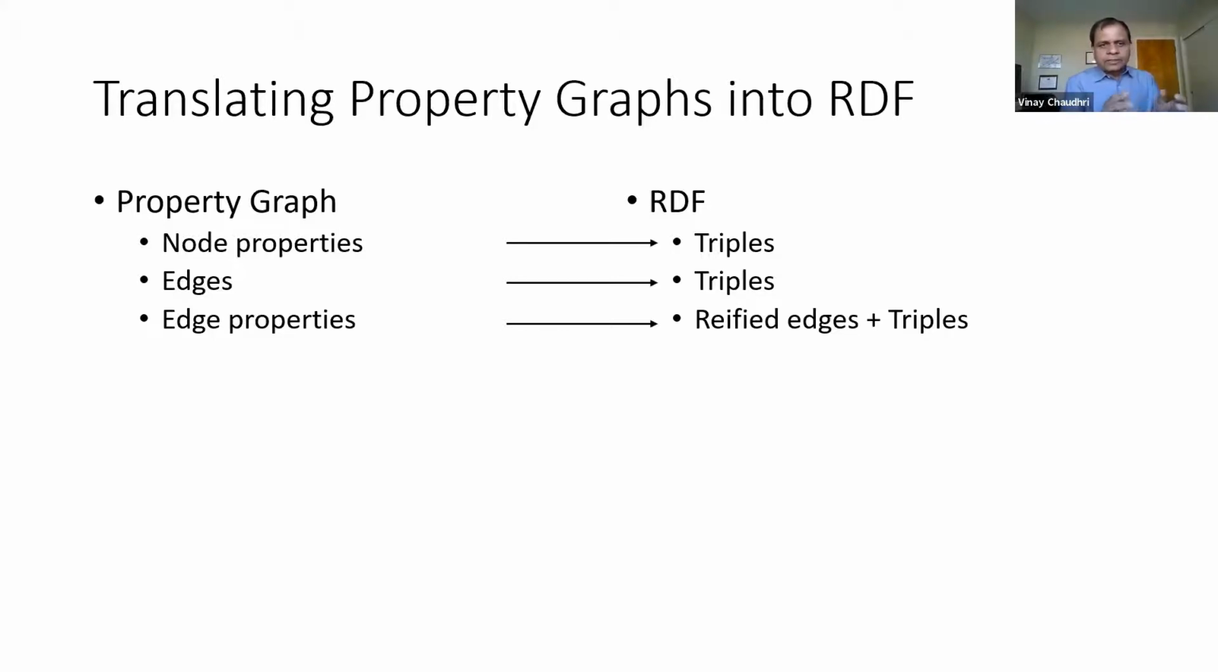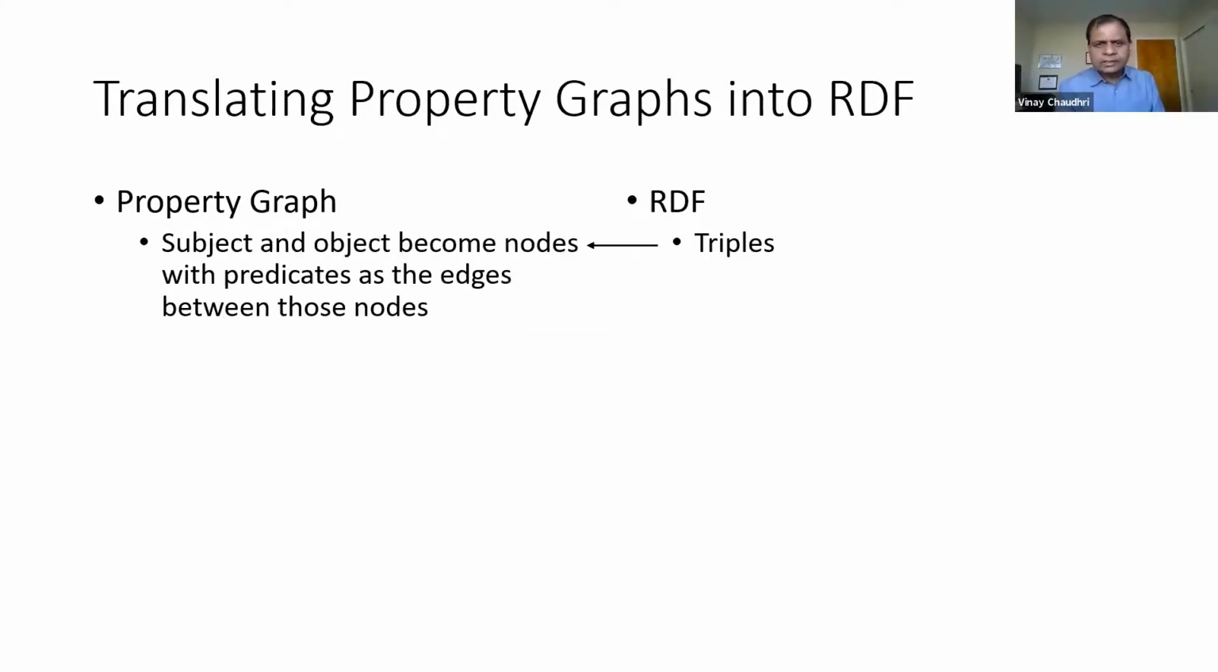If there is an edge between two nodes, that also becomes a triple. If we have edge properties, then we would reify those edges, and we'll get additional triples for those reified edges. Okay, that's a translation. Of course, I'm glossing over the fact that in the original property graph model, we may not have IRIs, and we may have to invent the IRIs when we go into RDF. But at the highest level, this mapping is pretty straightforward.